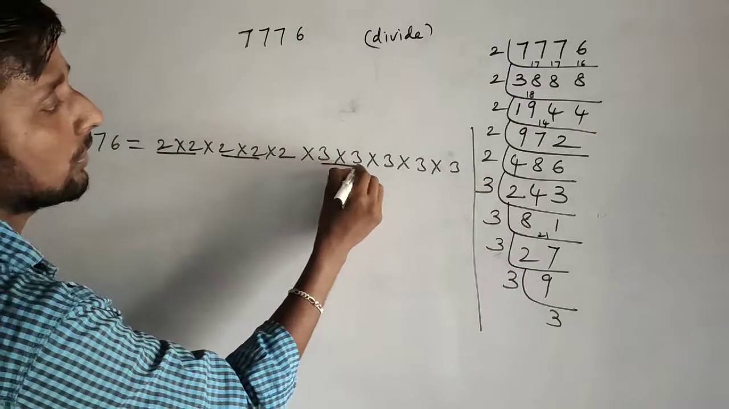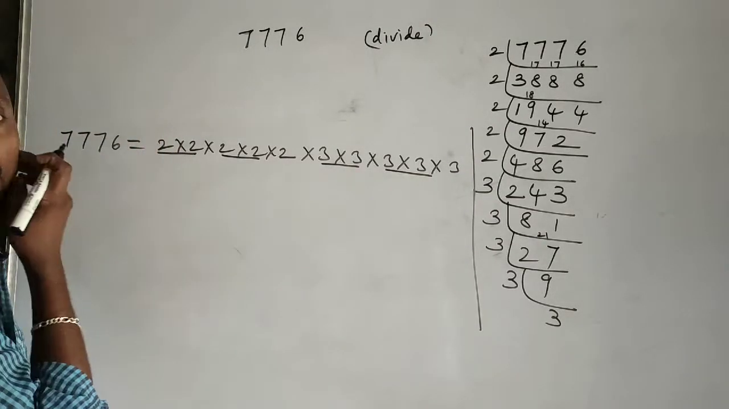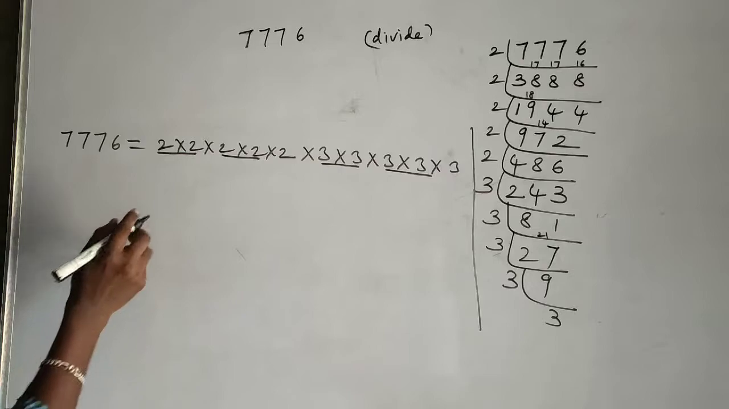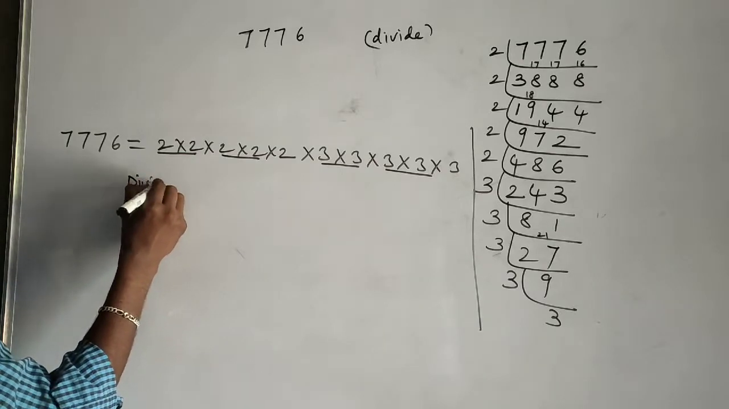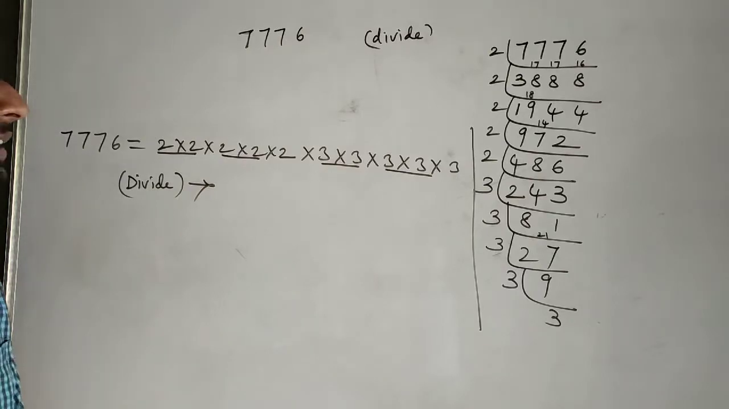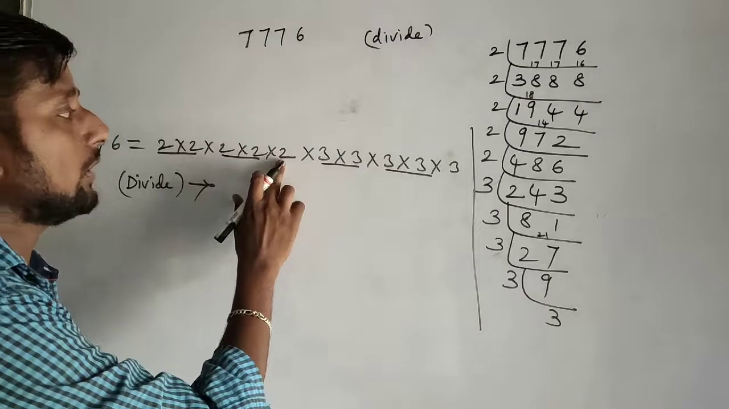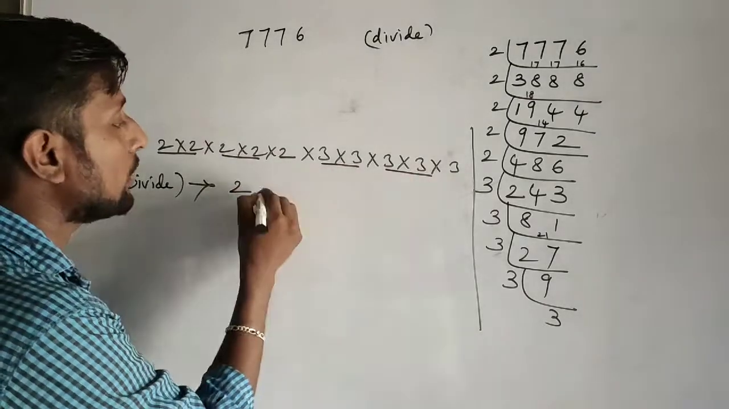2 alone, 3 alone. Yes, I'm right. So your previous problem was asking us to multiply. Now it is asking us to divide. Which number should be divided? The digits which have no pair, those numbers we have to take out. So here 2 has no pair and 3 also has no pair.